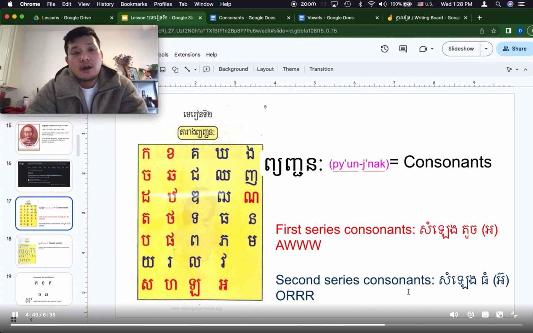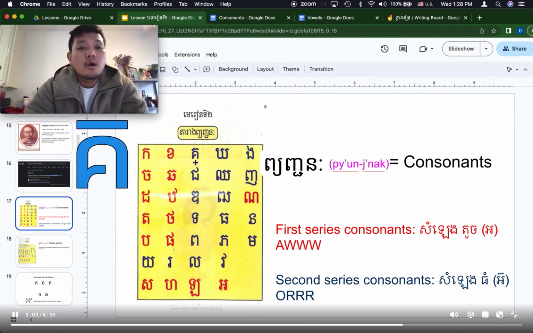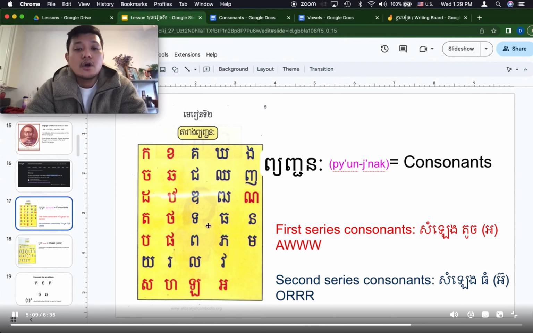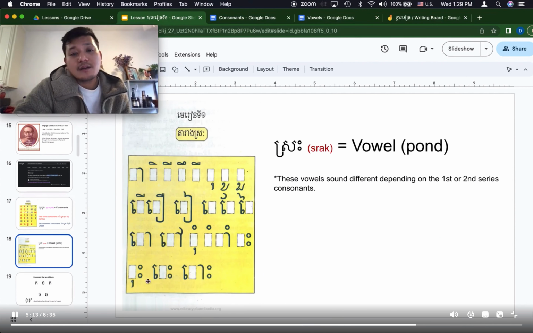And the second series consonant, your Pyunjane Tom, the big sound, they have this O-R sound as opposed to the AR, AW sound. So they have the O sound. So listen to when I read these ones that are in blue. It's go, ko, ngo, jo, cho, nyo, do, to, no.